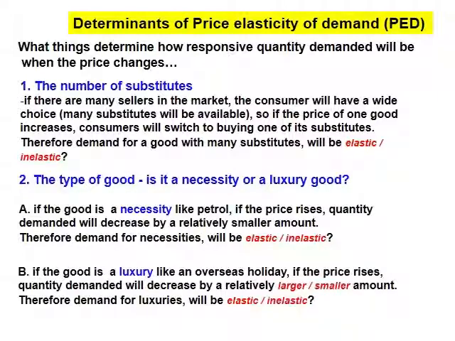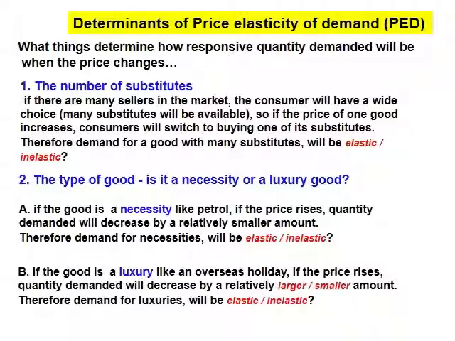If the price of Coke goes up, there'll be a relatively large decrease in quantity demanded. Why? Well, the reasons are listed below. We see two of them, and there are some more on the next couple of slides. So the first and maybe the most important determinant is the number of substitutes.